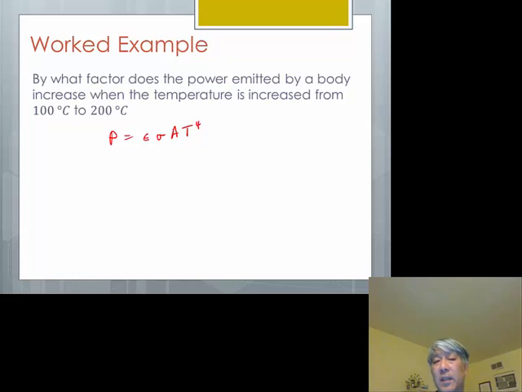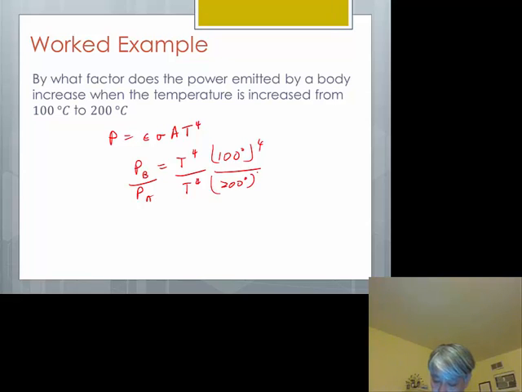Okay, emissivity is going to be the same, and sigma is going to be the same. So really, all I'm comparing is P before, which is going to be T to the fourth, divided by P after, which is also T to the fourth. So before, this is going to be 100 degrees to the fourth, divided by 200 degrees to the fourth.